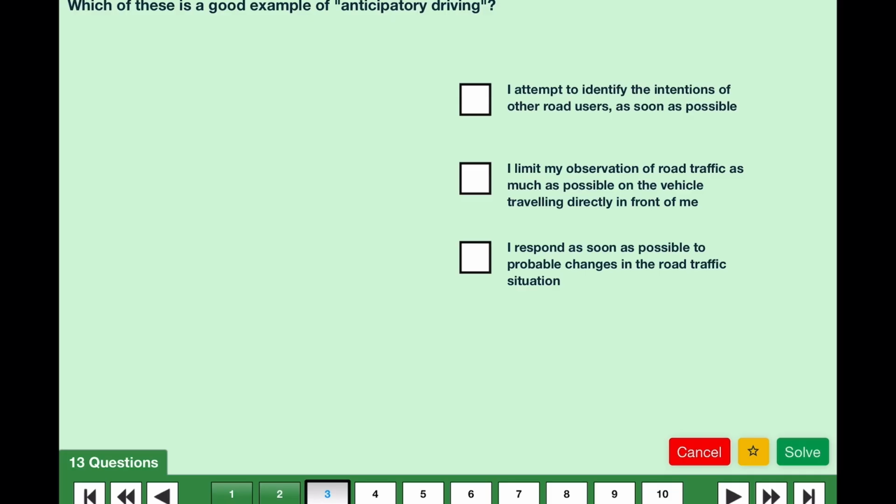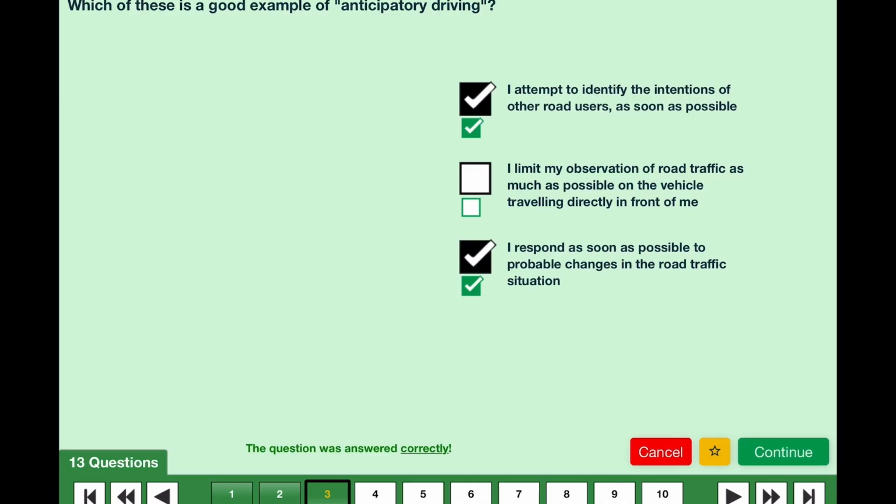So let's move to the third question. Which of these is a good example of anticipatory driving? The first one says, I attempt to identify the intentions of other road users as soon as possible. The second one says, I limit my observation of the road traffic as much as possible to the vehicle driving directly in front of me. No. The last one says, I respond as soon as possible to probable changes in the road traffic situation. Yes. So 1 and 3 is the correct answer.